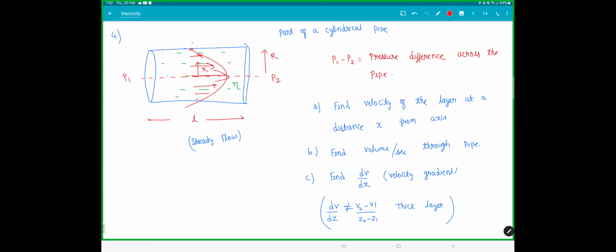So think of it like this, Ansh. If velocity were the same everywhere, then what is the volume flow? Area into velocity, right? But at every point the velocity is changing, so you can't use A into V directly.